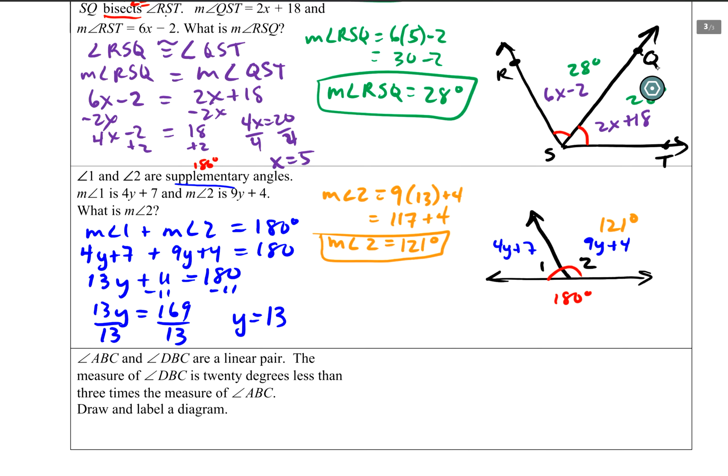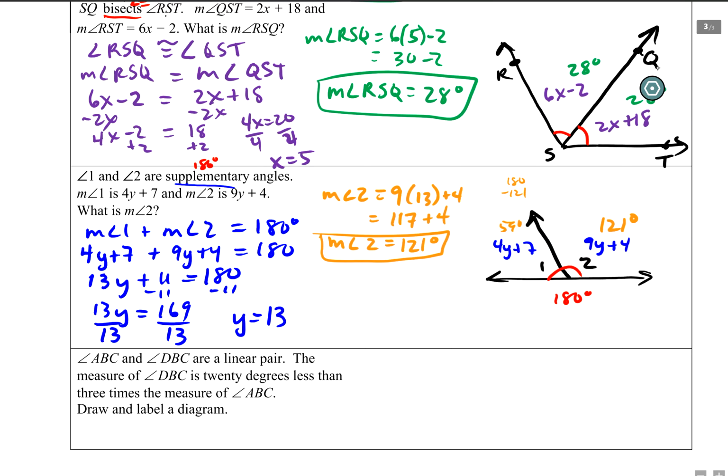Is that right? 9y plus 4. Yeah. So 121 degrees. And that would mean we could find this one over here, angle 1. We would just do 180 minus 121. So 59 degrees. We weren't asked to, but we could anyway.